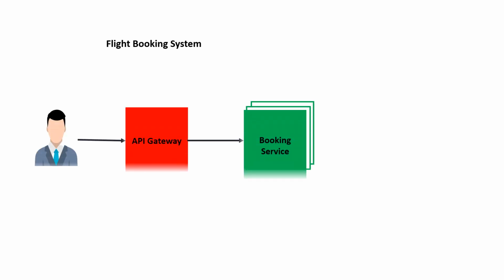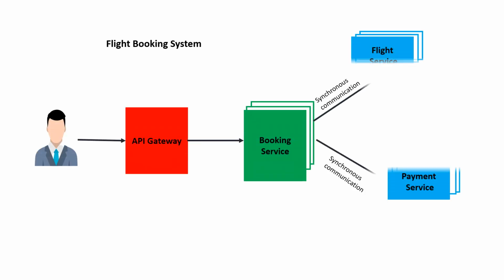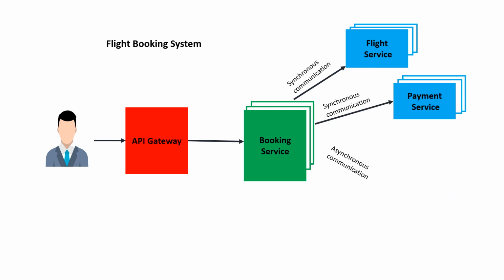In our booking service, we currently communicate with the flight service in a synchronous manner. That means when we make a request to a flight, we wait for a response from the flight before moving forward. This type of communication is called synchronous communication. However, we can also use asynchronous communication. In this case, the booking service would make a request to the notification service, but it would not wait for a response. It would simply send the request and move on without expecting an immediate reply. This is known as asynchronous communication.